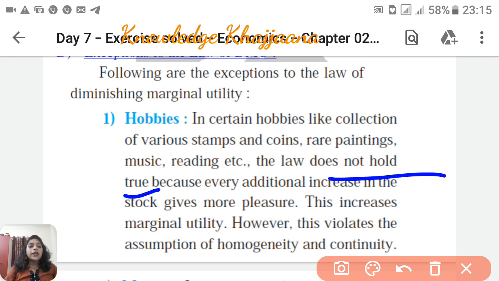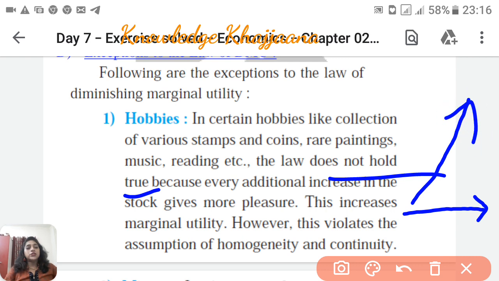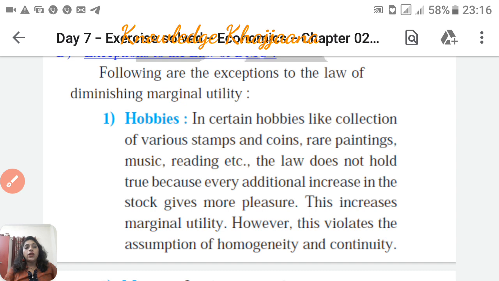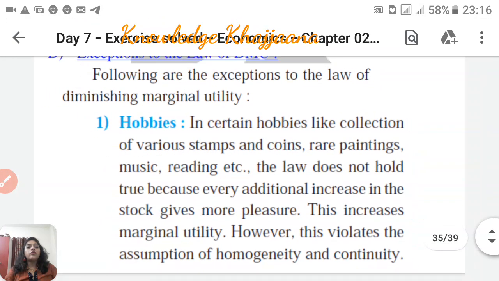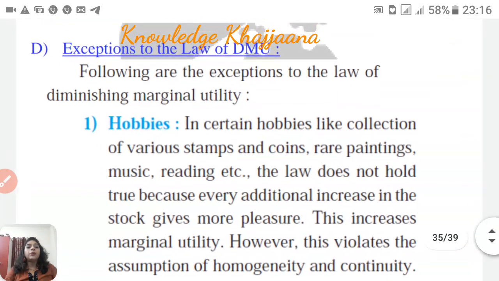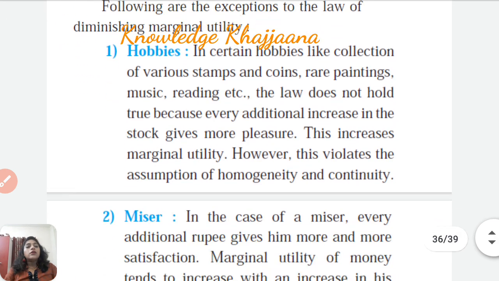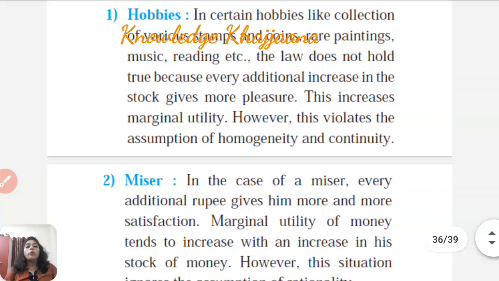Means what? If somebody has the hobby of collecting coins, then with the increase in the number of coins in the collection, his marginal utility, means his satisfaction, increases. So the law of diminishing marginal utility is not applicable for people having hobbies of consumption of more and more units. For this they have given the example of collection of various stamps and coins, rare paintings, music, readings, etc., because that comes under the category of hobbies.